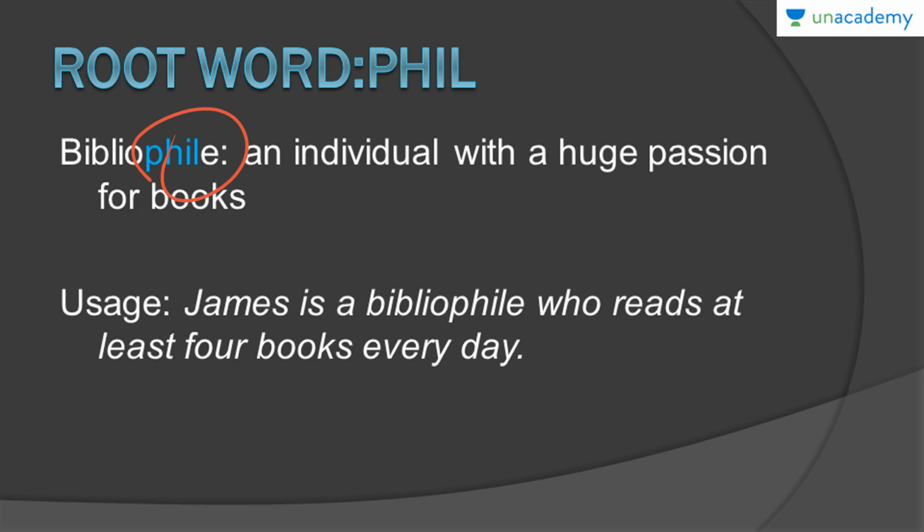So if you want to use it in a sentence, you can say James is a bibliophile who reads at least 4 books every day. So if you can imagine 4 books a day, that means he is a bookworm. He really eats those books. Okay, not literally, he eats them, but he likes reading them and he is always into books. So that's a lover of books. Okay, lover of reading books. So that's a bibliophile.